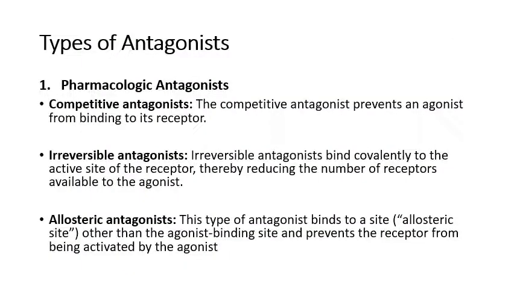Okay, so types of antagonists that we should keep in mind. We have three types of antagonists. First one is pharmacological antagonist, and this also includes different types. So for pharmacological antagonists, we have competitive antagonist, which means that the competitive antagonist prevents an agonist from binding to its receptors by occupying the place that is available for binding.